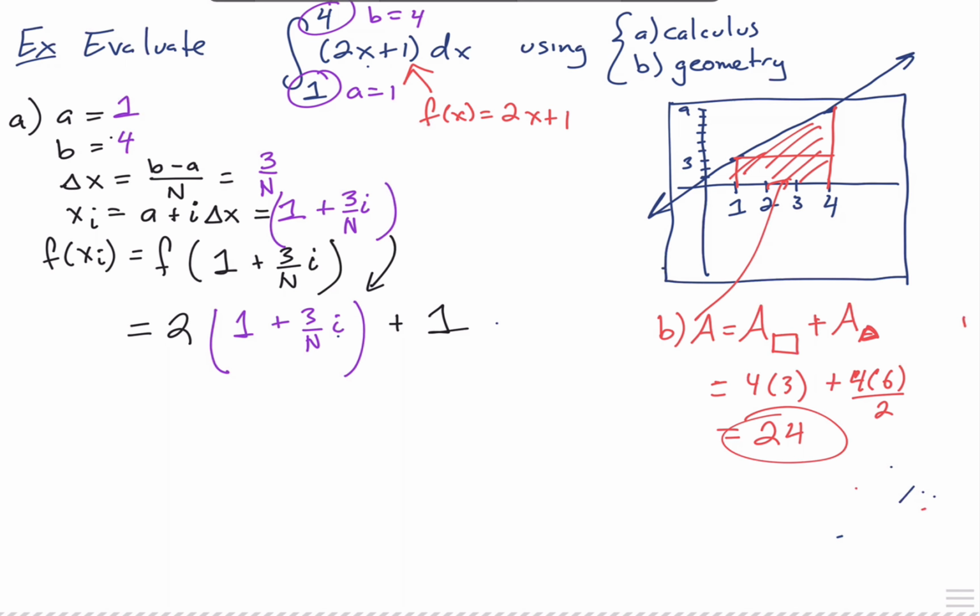Now you probably want to simplify this a little bit. If you distribute the 2, it's going to be 2, and then plus that 1 is going to be 3, plus 6i over n, or 6 over n i, like that. So this is f of x sub i.